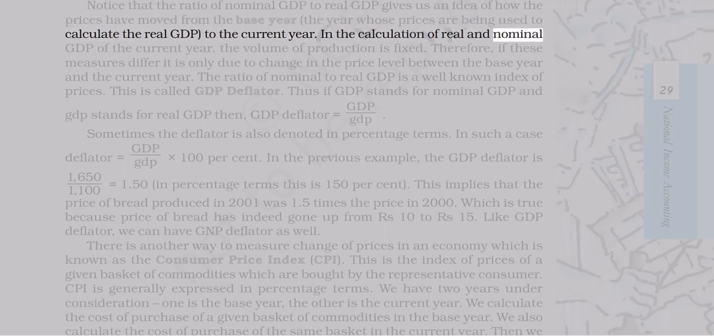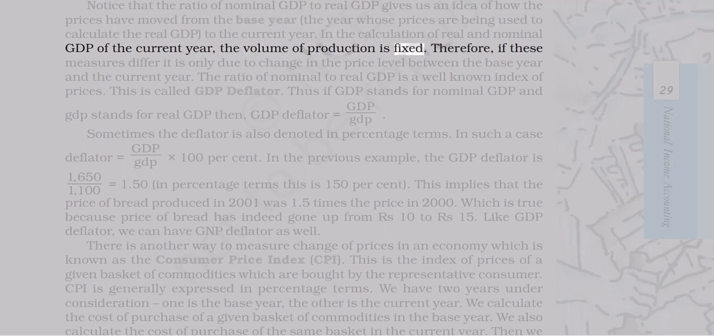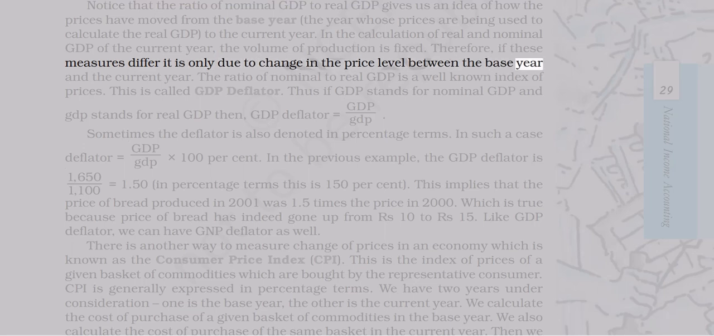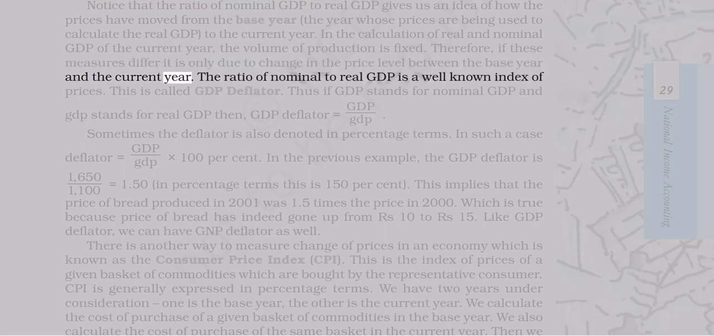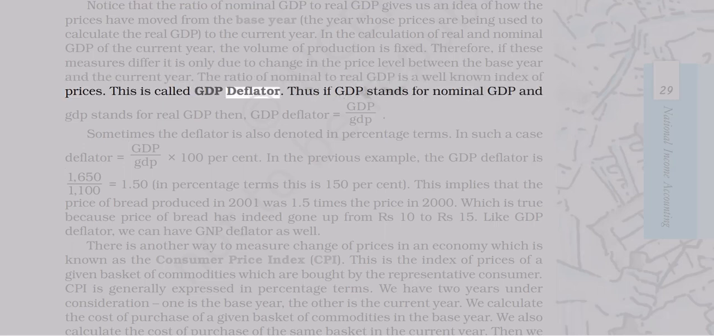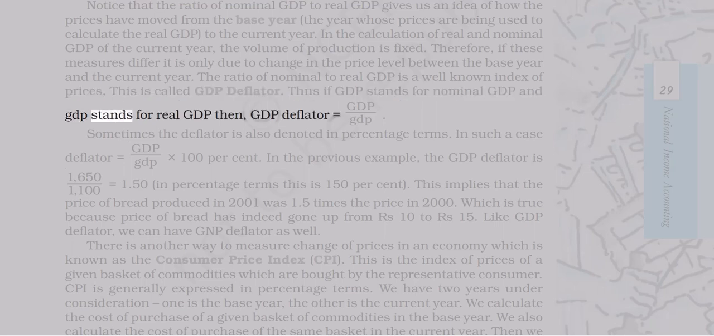In the calculation of real and nominal GDP of the current year, the volume of production is fixed. Therefore, if these measures differ, it is only due to change in the price level between the base year and the current year. The ratio of nominal to real GDP is a well-known index of prices. This is called GDP deflator. Thus, if GDP_n stands for nominal GDP and GDP_r stands for real GDP, then GDP deflator equals GDP_n / GDP_r.